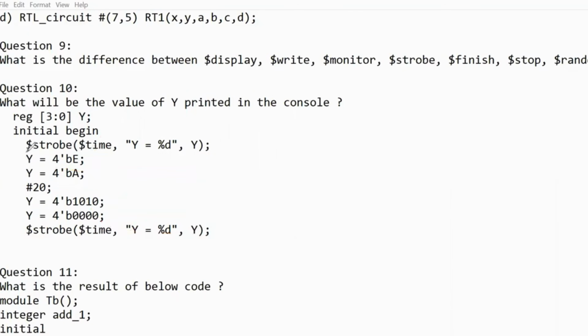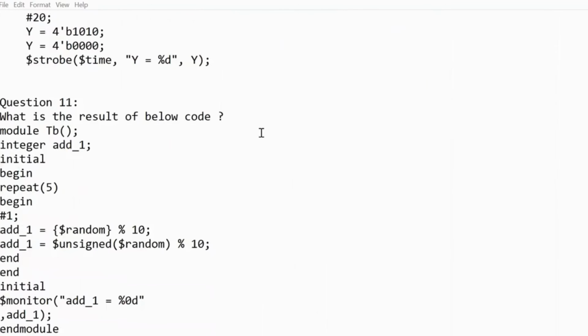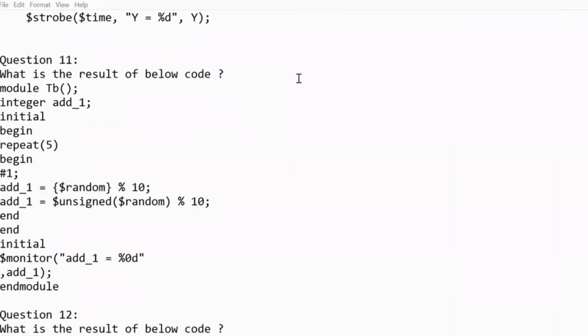With $monitor, I can put only one $monitor here. It takes every value change. So that is $monitor. Did you get the clarity, everyone, now? Yes, ma'am. Okay. If you don't get the clarity, please let me know.